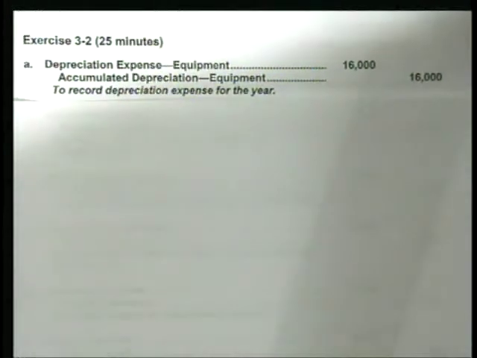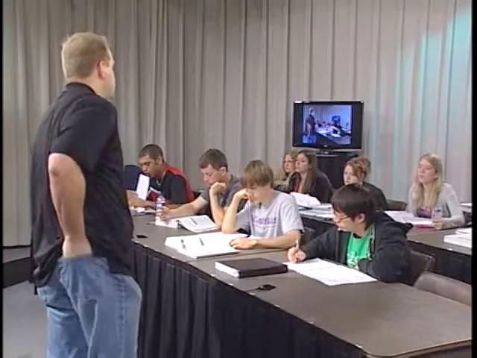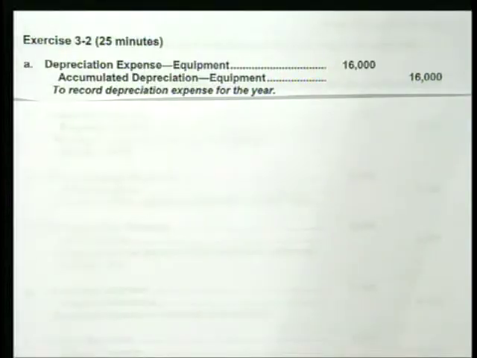All right, depreciation on the company's equipment for 2009 is computed to be $16,000. Okay, we don't even have to figure that out, do we? So let's go ahead and look at that one. Depreciation expense is debited. Accumulated depreciation is credited. What type of account is accumulated depreciation? It's a contra asset. Debit or credit balance? It's a credit, normal credit balance. Okay? You don't have to put the explanations up there, of course. Okay? All right, the next one.